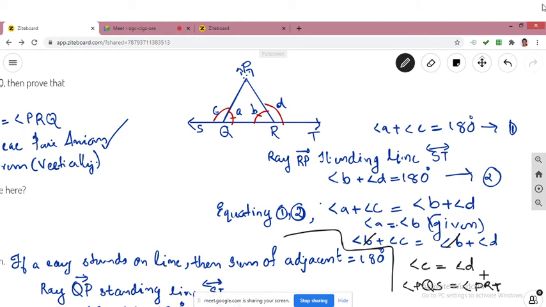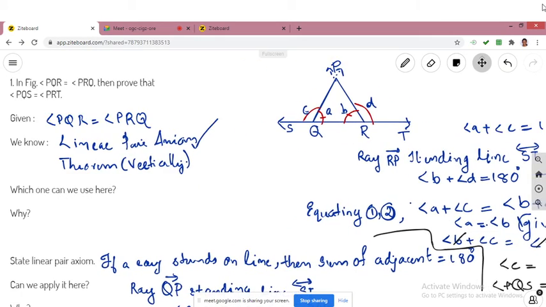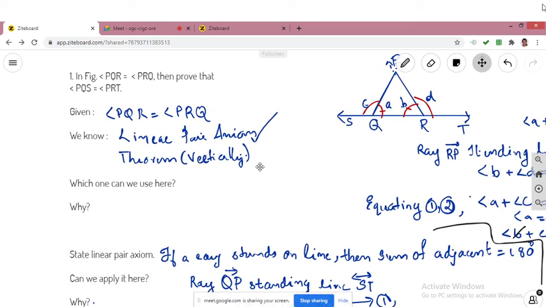So did we prove our question? Did we get the answer for our question? So let us see it again. I am sorry for making it a bit small. In the question we were given a figure, and in that figure we are told that angle PQR is equal to angle PRQ, that is, this angle, we have marked it as A and B. So angle A is equal to angle B, that is what we were given, and we were asked to prove that angle PQS is equal to angle PRT, that is, angle C is equal to angle D.